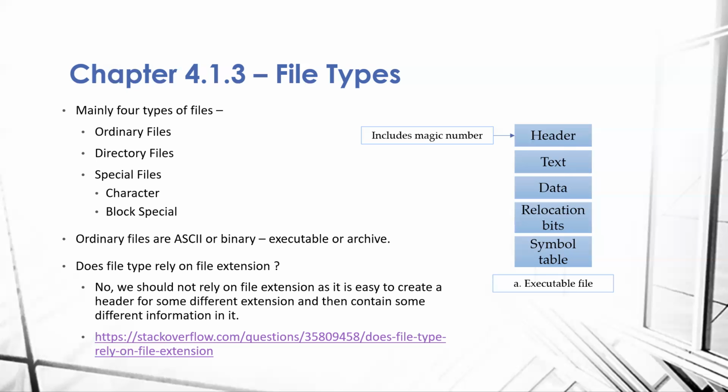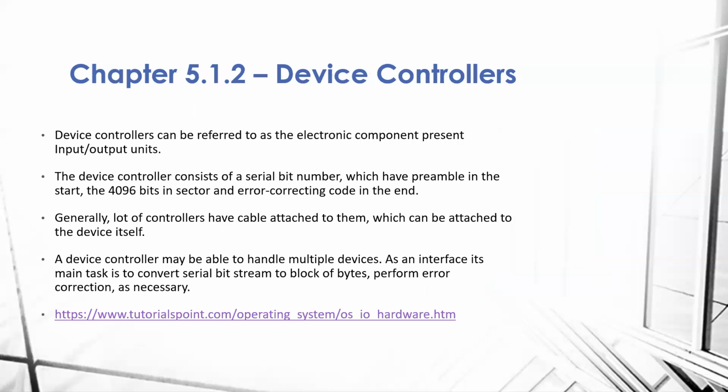Next we move on to device controllers, which is from chapter 5. The device controller can be referred to as an electronic component present in input and output units. It can be seen as a printed circuit board on a PCIe slot, which can be found in laptops and all PCs. Generally, a lot of controllers have a cable attached to them, which can be attached to the device itself, so it acts like an interface.